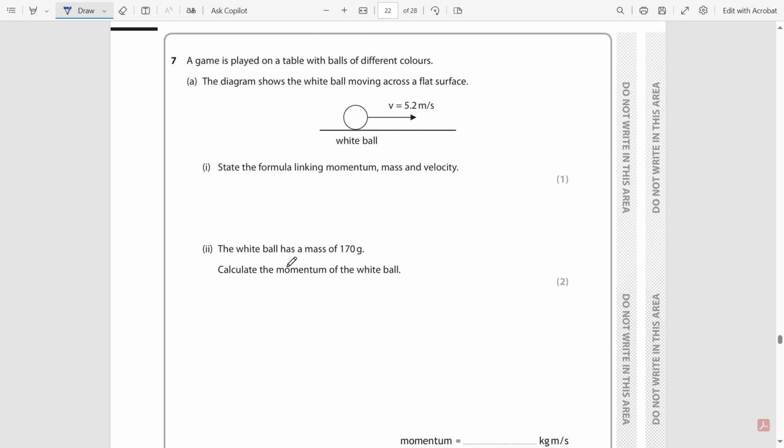Okay, so a game is played on a table with balls of different colors. I think this is cool, guys. The diagram shows the white ball moving across a flat surface. State the formula linking momentum, mass, and velocity. P equals mv. P is for momentum, guys. I have absolutely no idea why it is P, but okay.